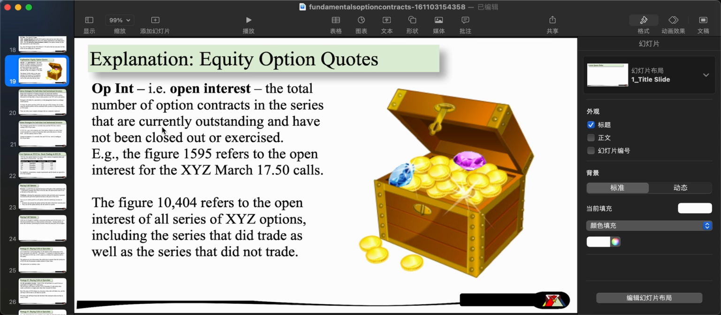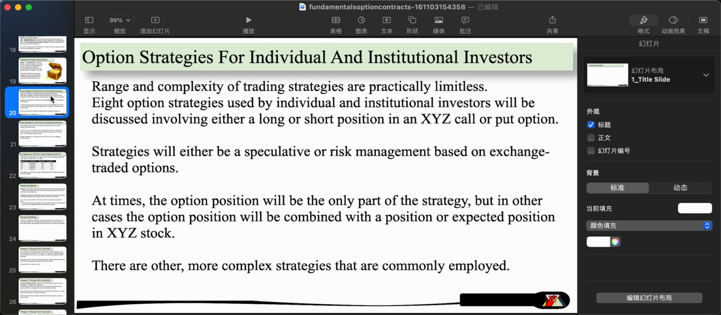17.5 calls. The figure 110,404 refers to the open interest of all series of XYZ options, including the series that did trade as well as the series that did not trade. So it doesn't matter if it is trading or has been traded, or whether the option has been opened or just closed out. All these options will be recorded inside the open interest number.